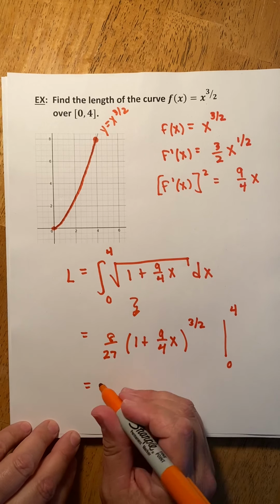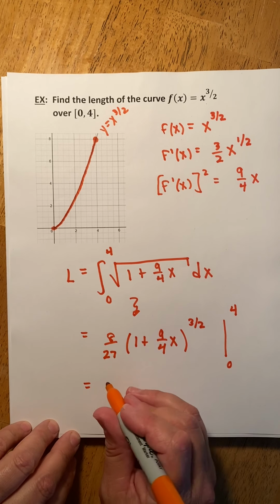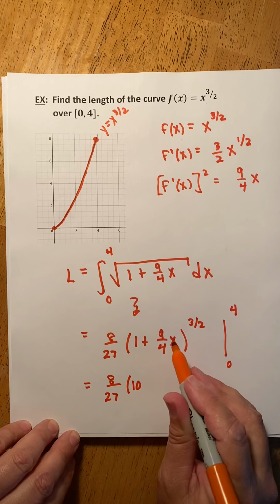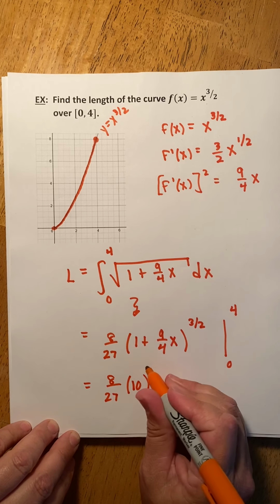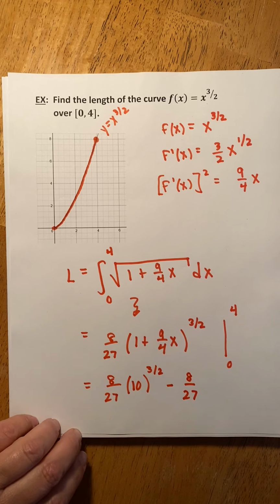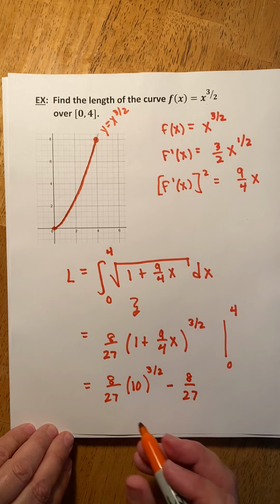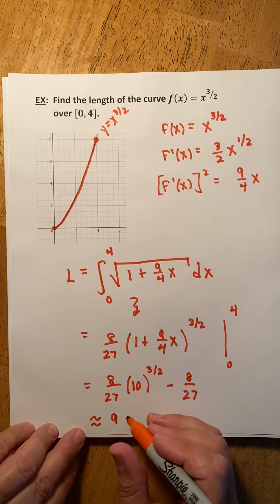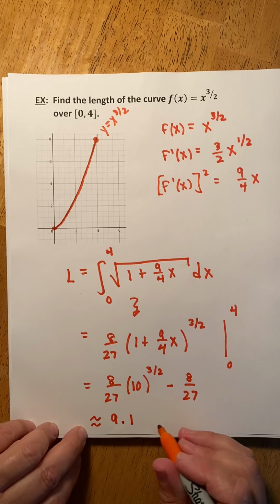And we get, not very pretty, 8/27. I think we get, that would be 10 because we put 4 in there. We get 1 plus 9, 10 to the 3/2 minus 8/27. We can't simplify that any further. That's an exact answer. But if we want to approximate it, the length of that line is about 9.1 units.